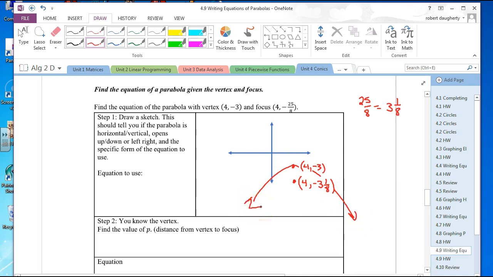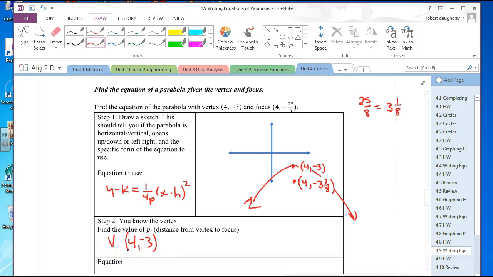So what do I need in order to write this equation? I need to know the what? The vertex. I need to know where it opens, and I need to know the value of what letter? P, okay? So what's the standard form of this equation going to be? Yeah, y minus k equal 1 over 4p x minus h squared, okay? We know the vertex, so the vertex is 4, negative 3. All we need is the value of p. What's the value of p?